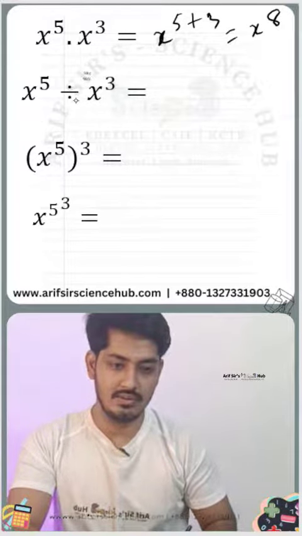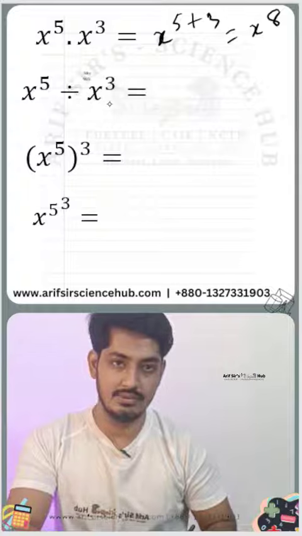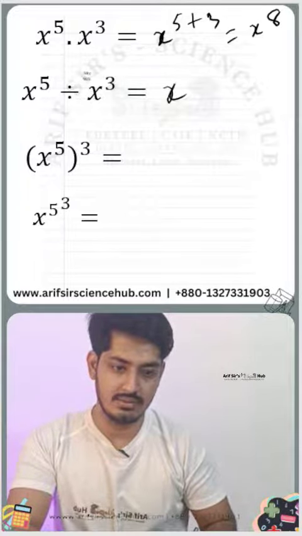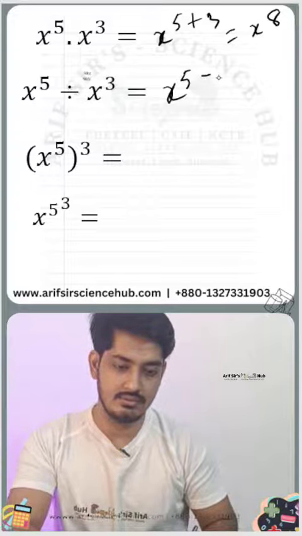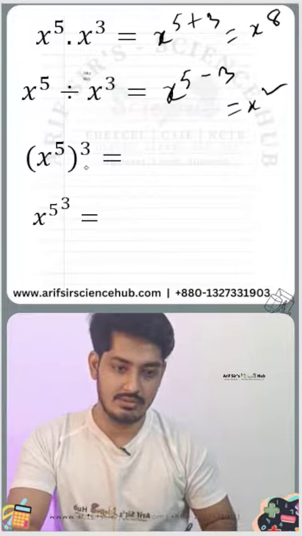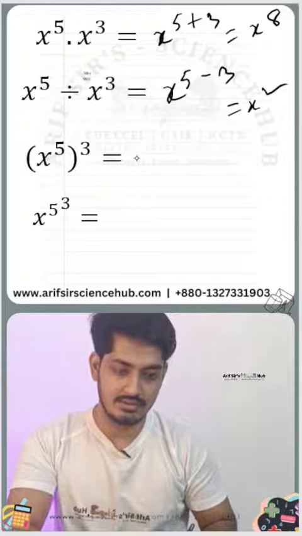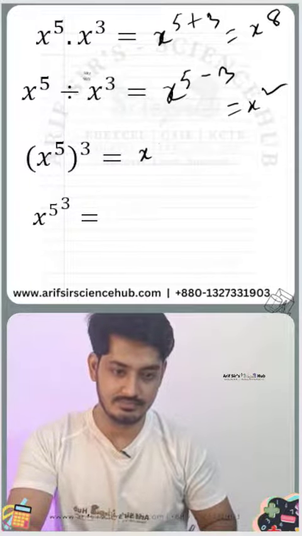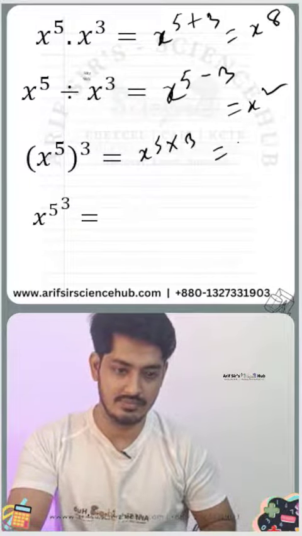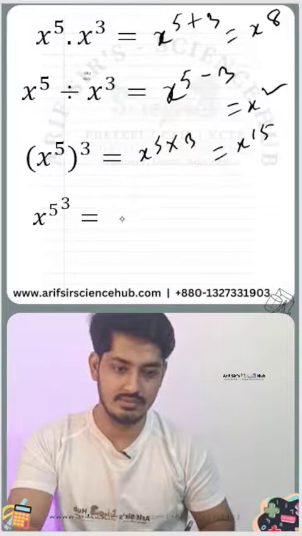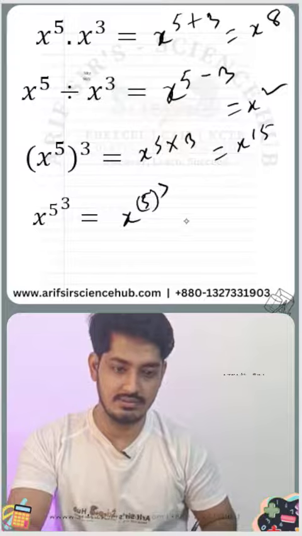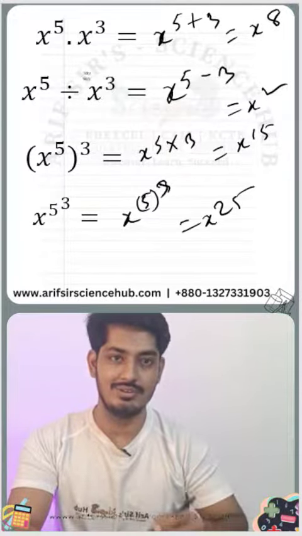Then similarly we have to divide x to the power 5 and x to the power 3. Then the base is common, and we know that if we have to divide with the base common, then the power will be minus. Okay, here the powers are multiplied. 5 into 3, 15, and you can see here 5 and the power is 3. That means x to the power 15.